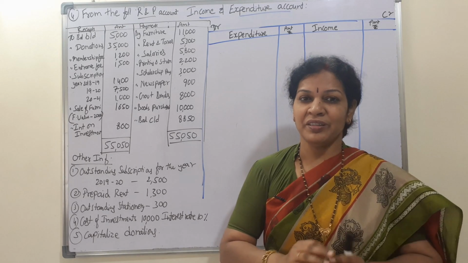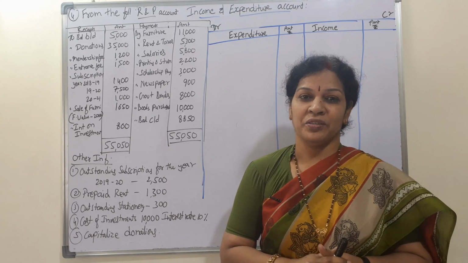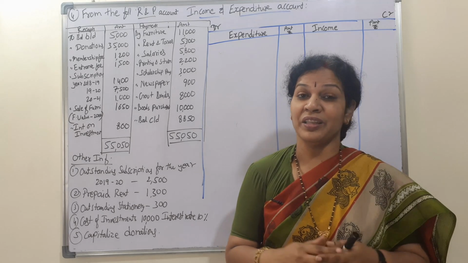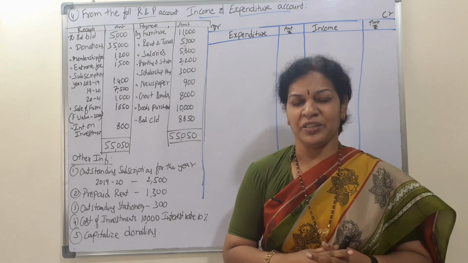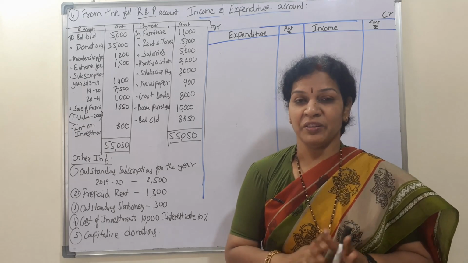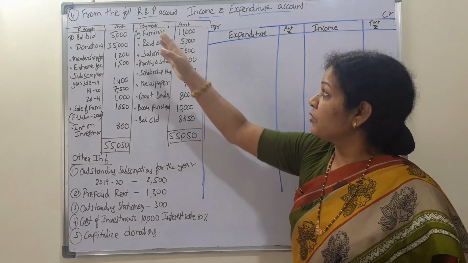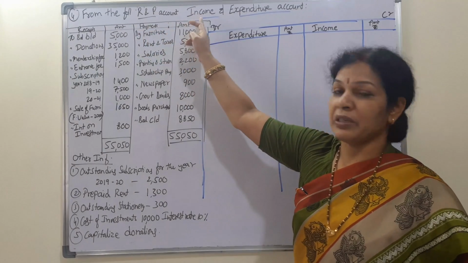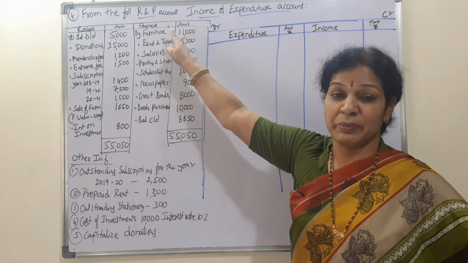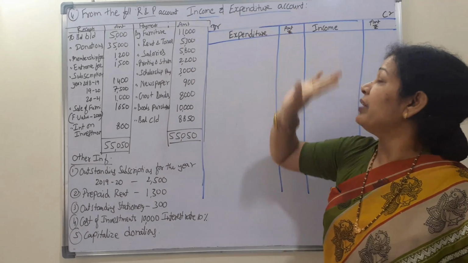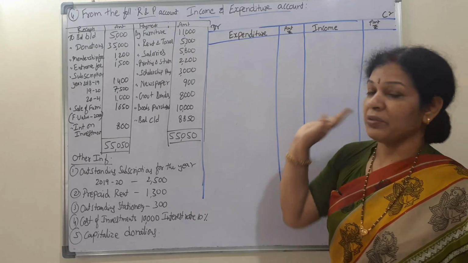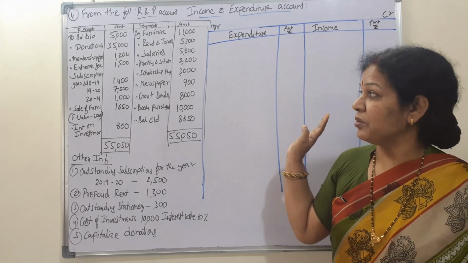If you can prepare this, I can say that you are understanding well, then you can go for the balance sheet, and a few more problems we'll see. Anyways, let's focus on today's problem. From the following receipts and payment account, R&P means receipts and payment account, prepare the income and expenditure account. Heading also you have to give the same one, income and expenditure account.